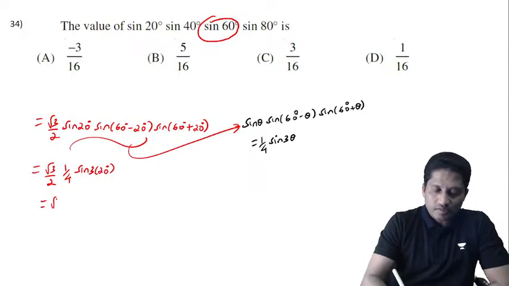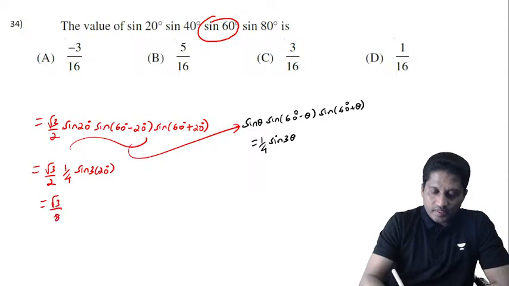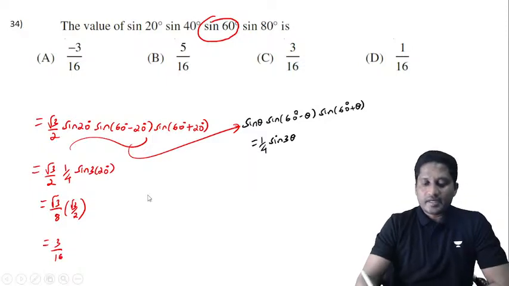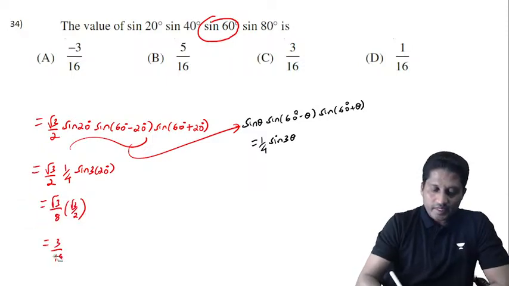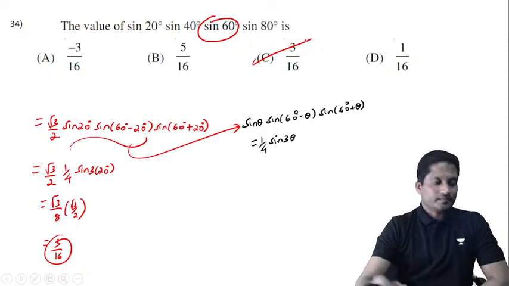Right, so this is root 3 by 2. Root 3 by 2 times 1 by 4 is root 3 by 8. Sine 60 is root 3 by 2. Root 3 into root 3 is 3, and 8 into 2 is 16. Answer is 3 by 16. Okay, answer is option C.